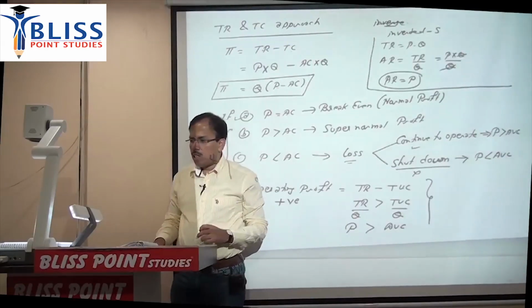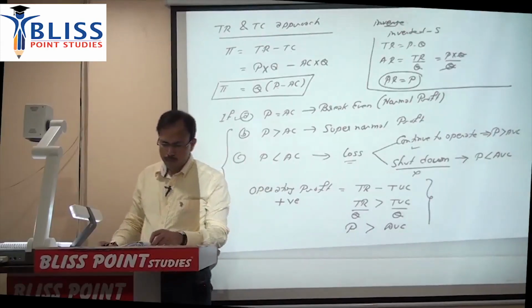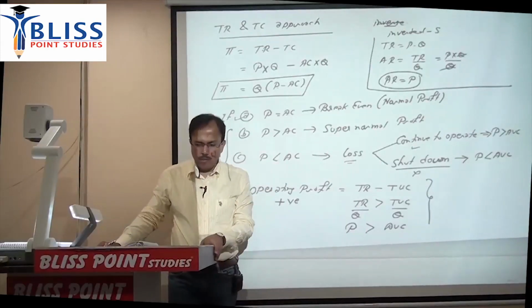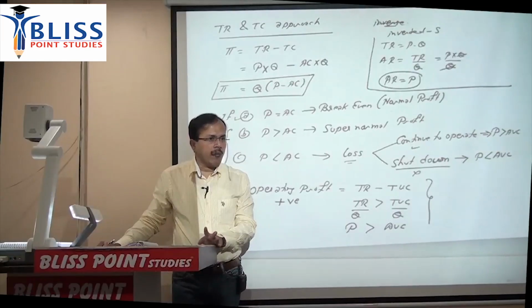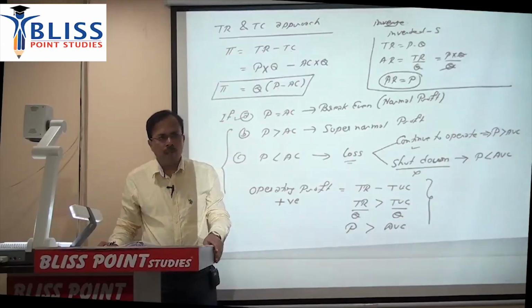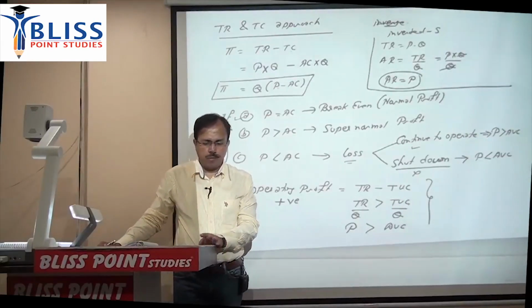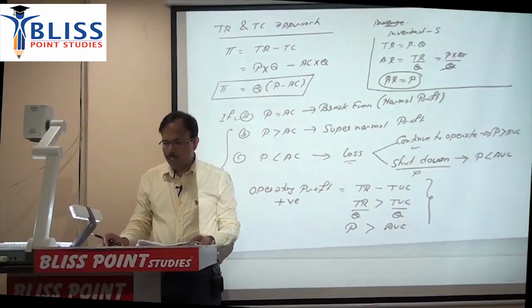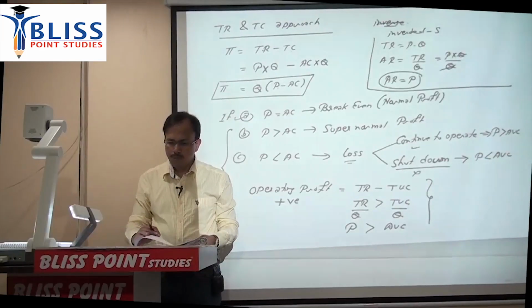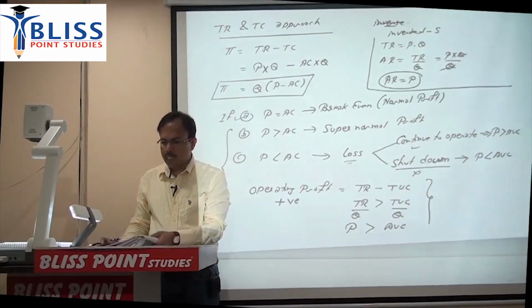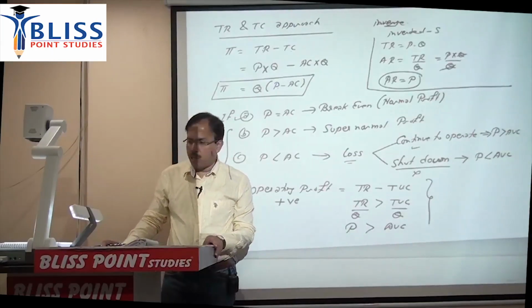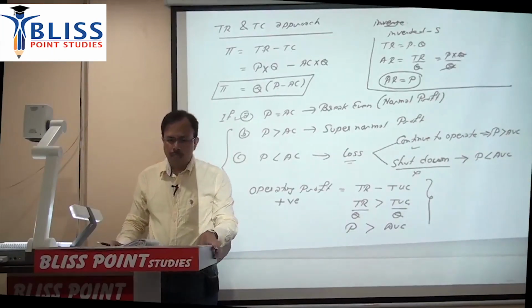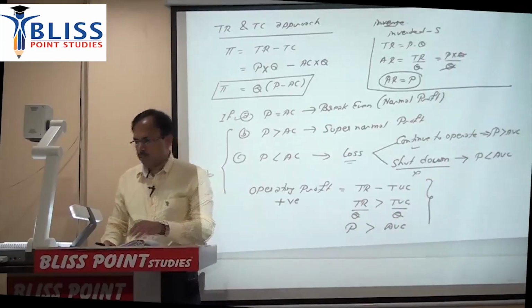Next paragraph. The competitive firm maximizes profit. Competitive firm maximizes profit when the distance between TR and TC is maximized.